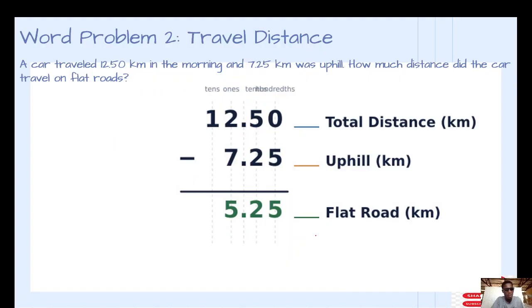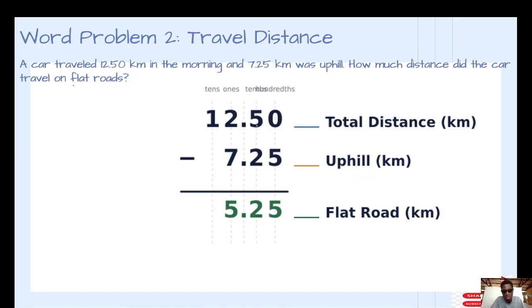All right, let's look at example number 2. It says a car traveled 12.50 kilometers in the morning and 7.25 kilometers was uphill. How much distance did the car travel on flat road? Remember that the car traveled 12.50 kilometers in the morning and 7.25 kilometers was on the uphill. So it tells you that if you take this one out of the total, the remaining is for the flat roads.